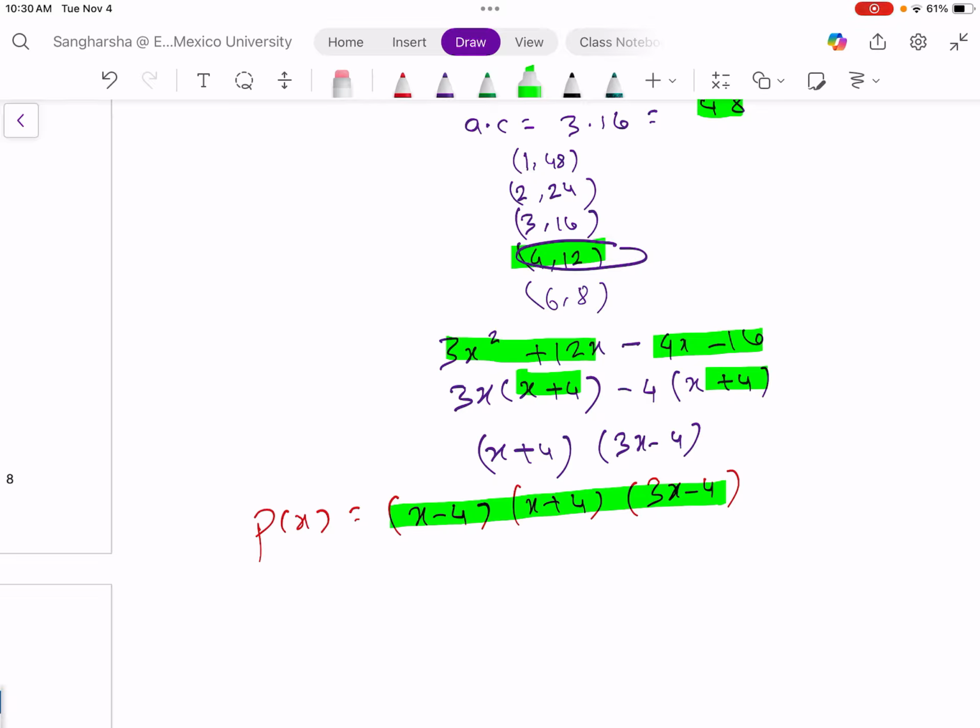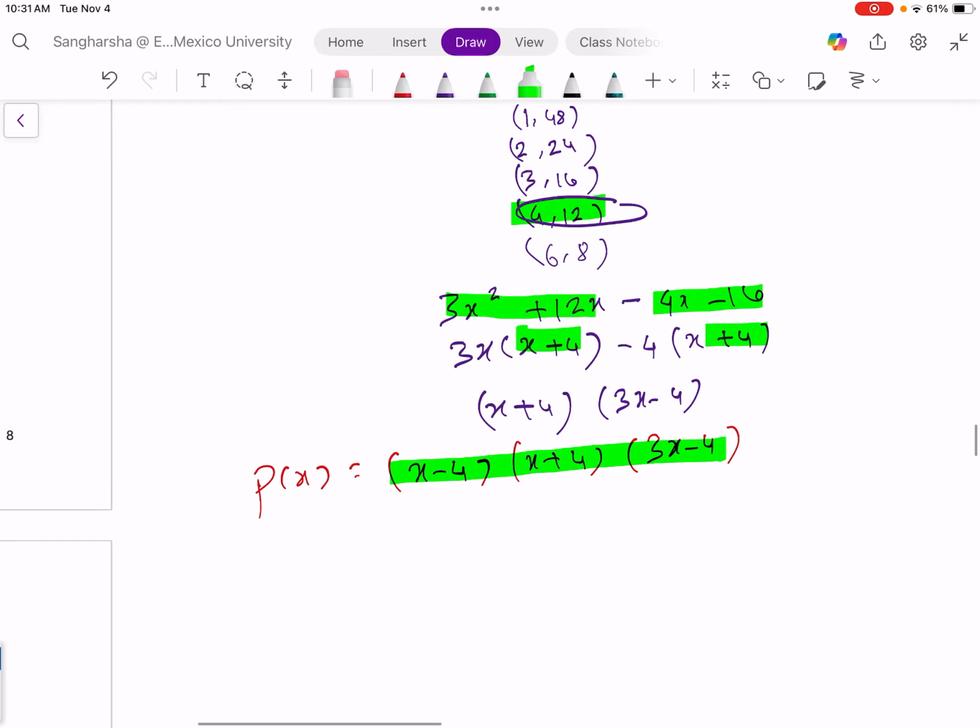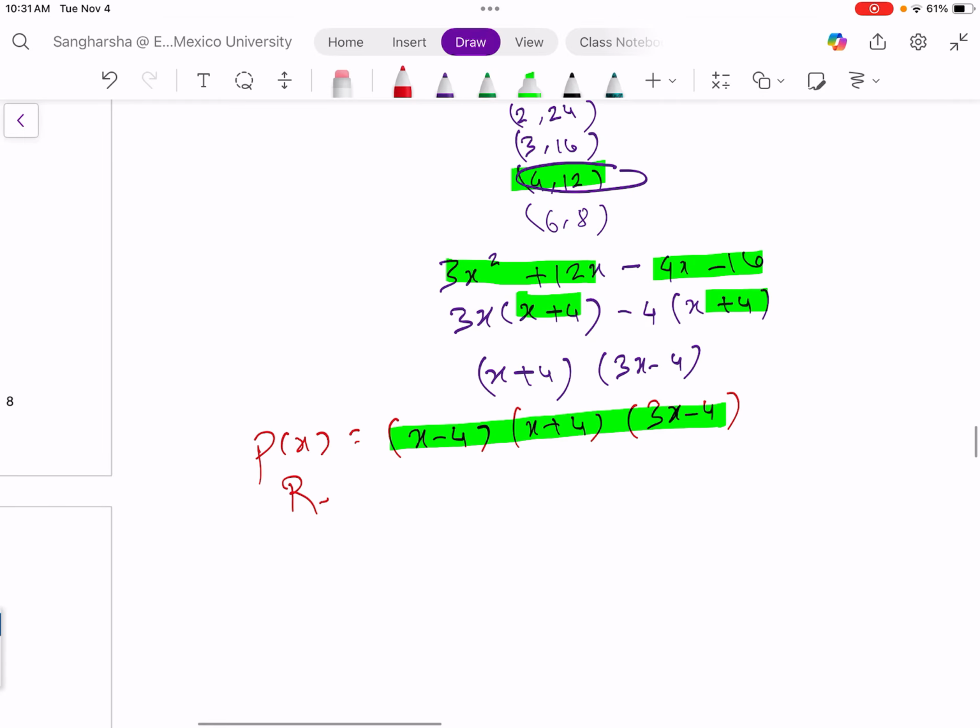So we can use synthetic division or long division to find a factor for this polynomial. Now from here, can you find the remaining real zeros? So we already have one real zero as 4, right? Now it's easy. Once you have your polynomial in factor form, finding real zeros is really easy.